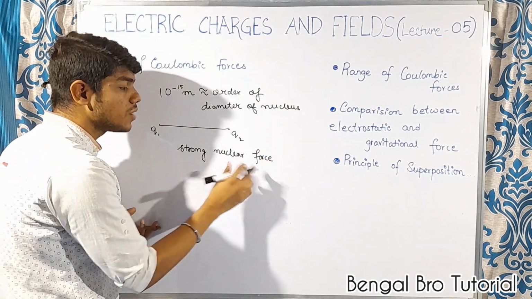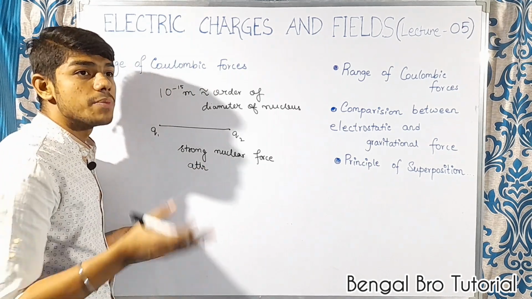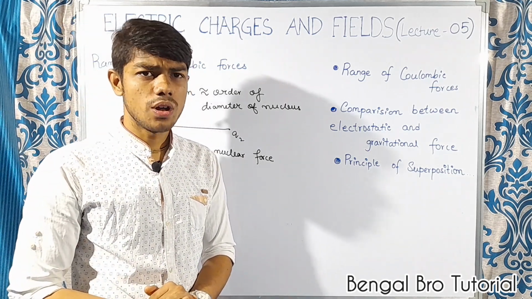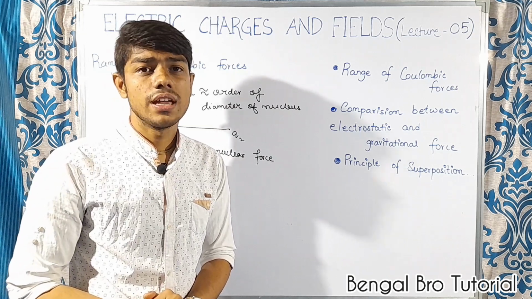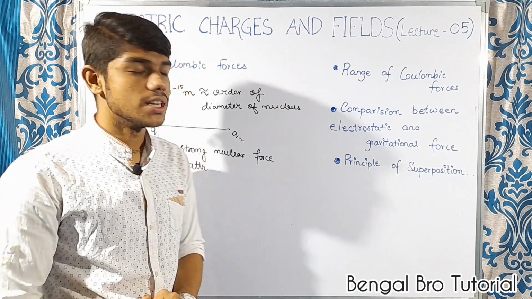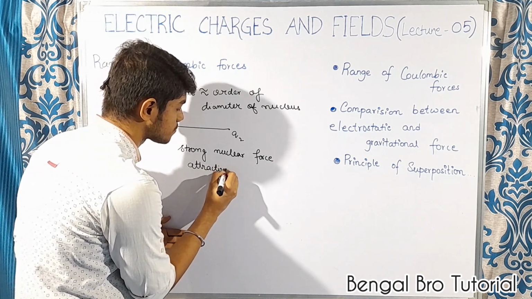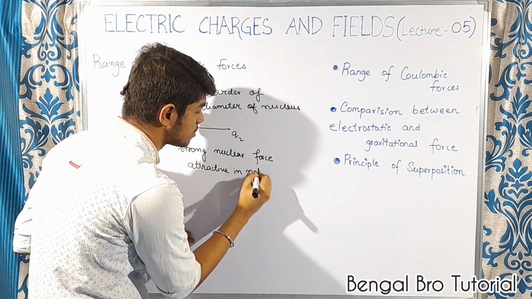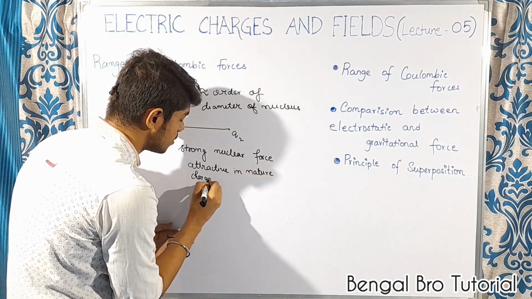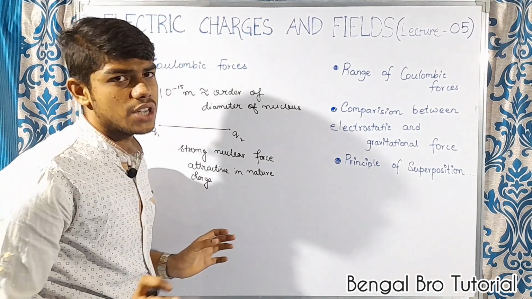Now, the strong nuclear force is attractive in nature, unlike coulombic forces which may be attractive as well as repulsive. In case of like charges, the coulombic force between them will be repulsive in nature, and in case of unlike charges, the coulombic force will be attractive in nature. But the strong nuclear force is attractive in nature, and it is charge independent, means it will not depend on the type of charge, because it is always attractive for any kind of charges.